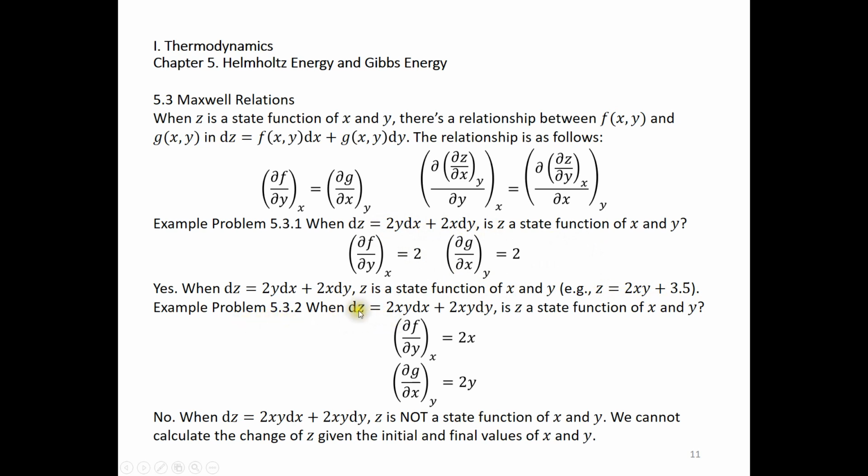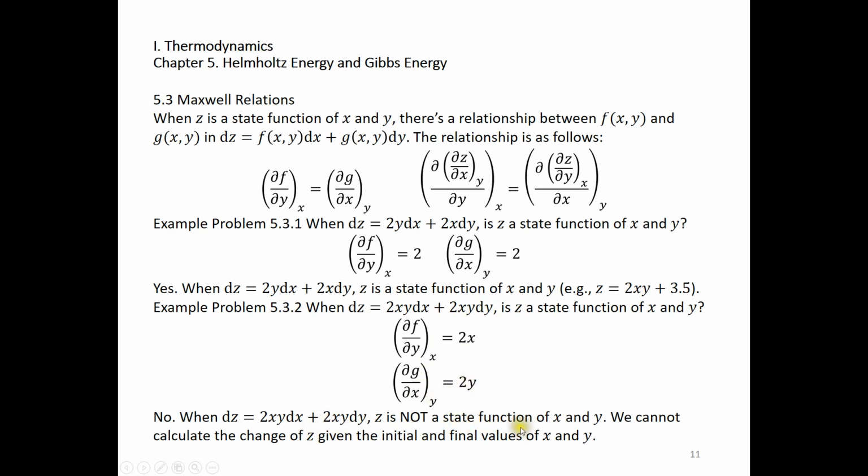So we have dz = 2xy dx + 2xy dy. Is z a state function of x and y? In this case, the answer is no. The first derivative of the 2xy in front of dx, with respect to y, gives 2x. Now we take the first derivative of the term in front of dy with respect to x, and we get 2y. 2x and 2y are different. This is not a state function.